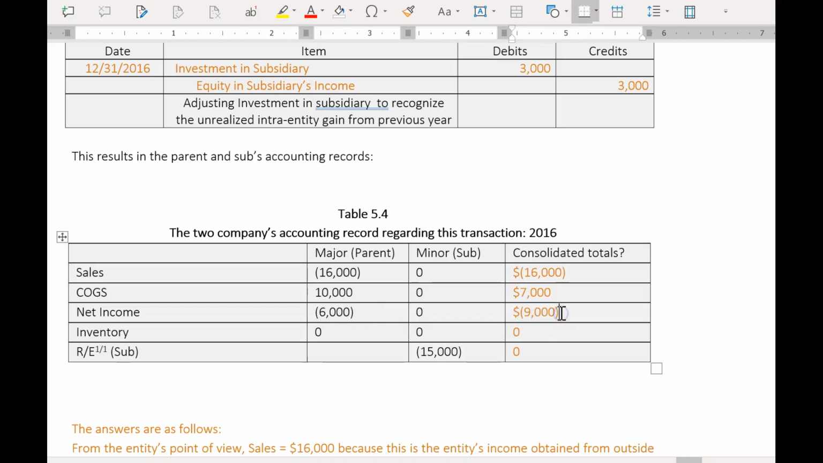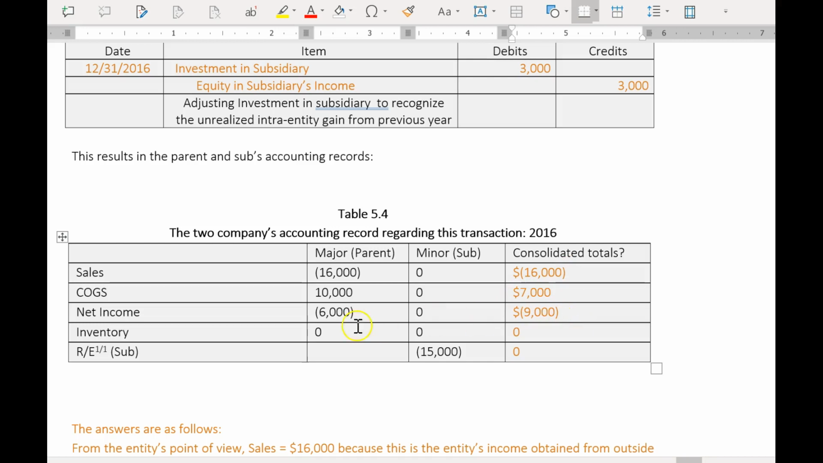Of course, this 9,000 is calculated from the sales minus cost of goods sold. This cost of goods sold is from previous period's remaining inventory on the consolidated total. Remember, if you don't remember, go back to table 5.1. You will see that there is a 7,000. I'm actually referring to table 5.2. There is a 7,000 remaining inventory. So 16 minus 7, that's 9.